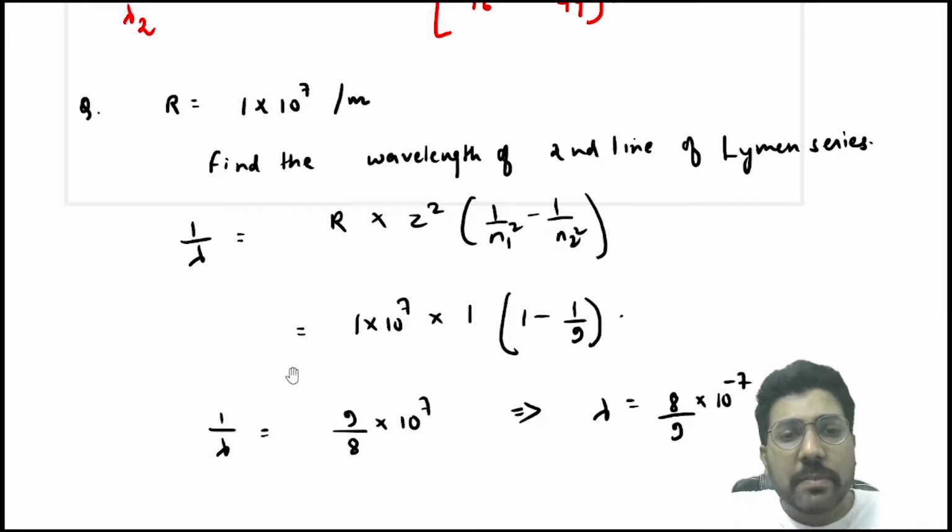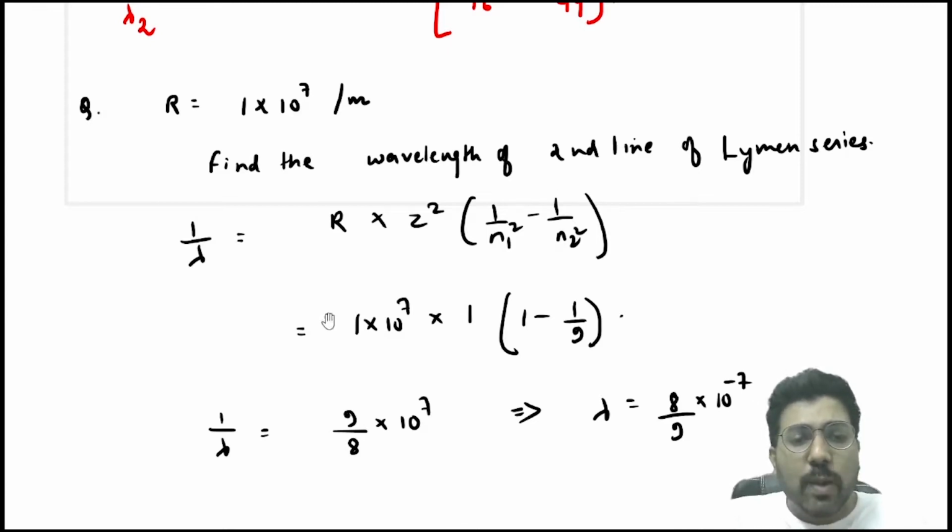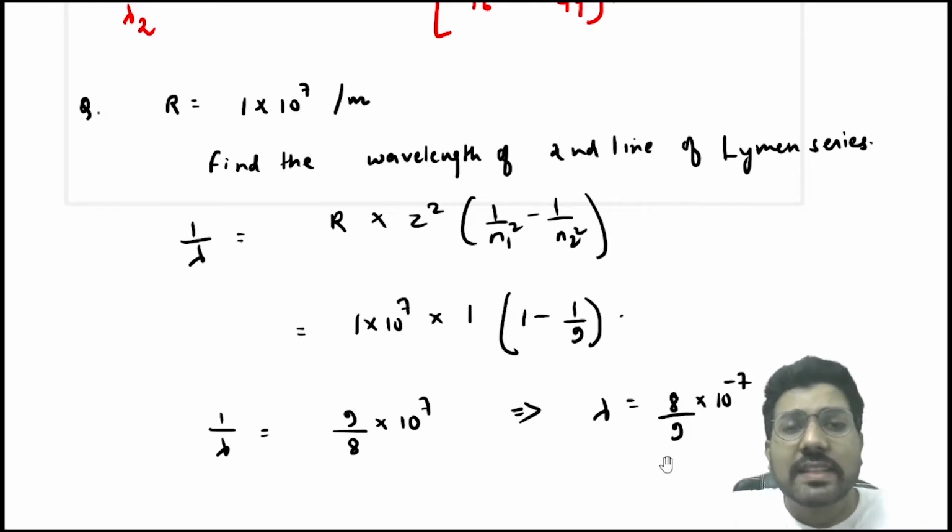So 1 by lambda is equal to R into Z square into 1 by n1 square minus 1 by n2 square. Now the second line of Lyman series means n1 is 1 and n2 is 3. When you solve this, you will get 1 by lambda is equal to 9 by 8 into 10 raised to power 7. So lambda will be equal to 8 by 9 into 10 raised to the power minus 7. This wavelength is different from what we have remembered, because they have changed the value of R in the question for simplicity purpose.